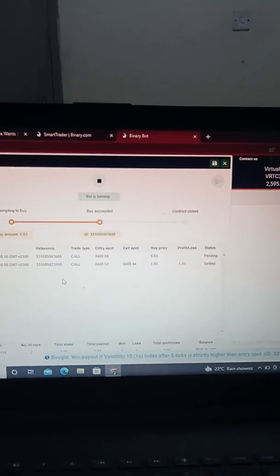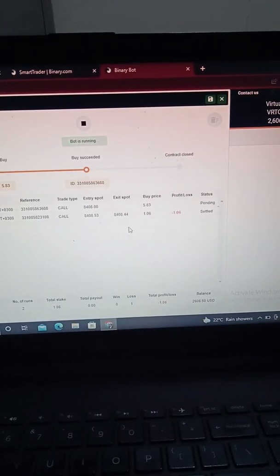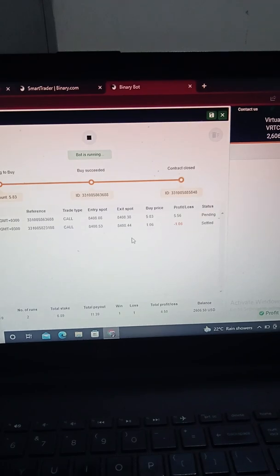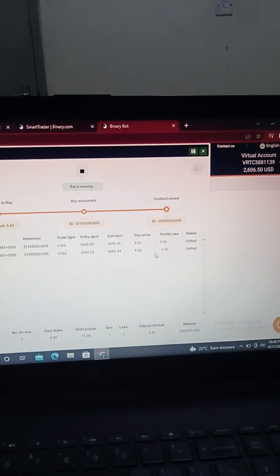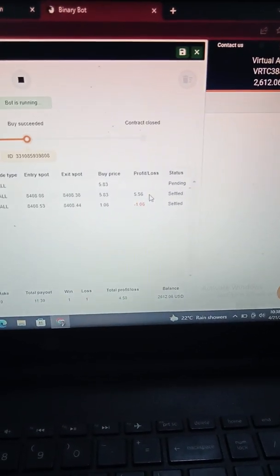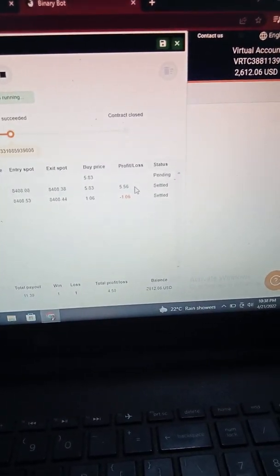You see, okay, right there we have one loss to count. Based on the algorithmic nature of the bot, the last 3 digits selected for the trading level matched with the real-time market level at that time. That's why we had the first loss. So the second slot we got a 5.56 USD profit. Yeah, right there.